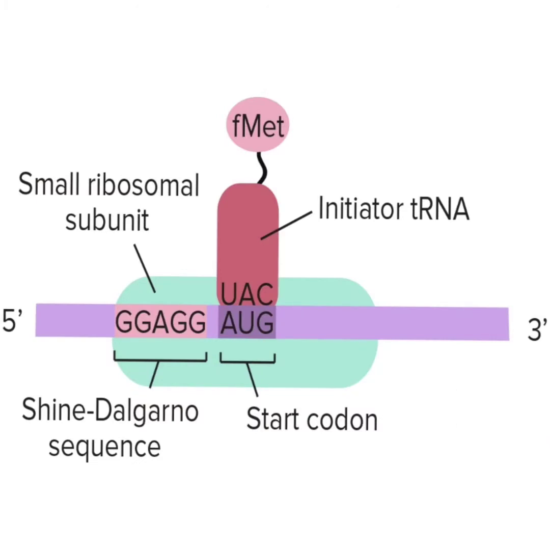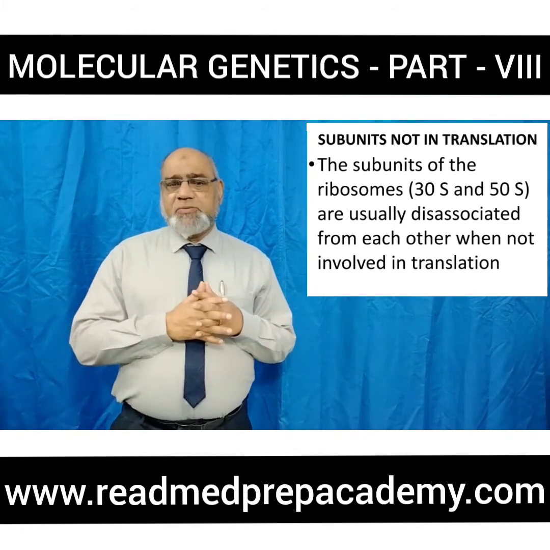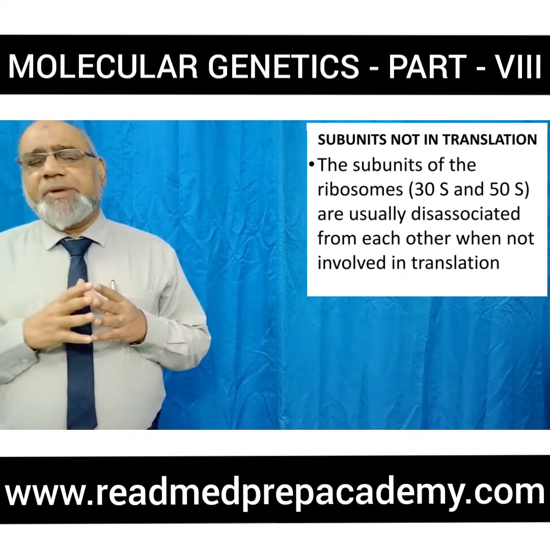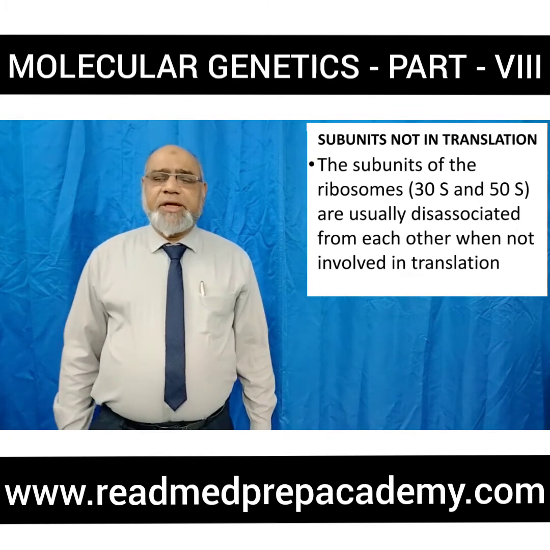Here you can see, before the start codon, the small ribosomal subunit being attached to the Shine-Dalgarno sequence. After that, the start codon is present, to which the initiator transfer RNA bringing the formyl methionine is attached. The subunits of the ribosome, 30S and 50S, are usually dissociated from each other when not involved in translation.